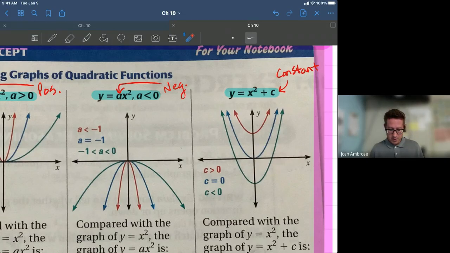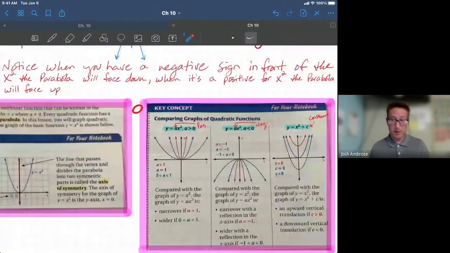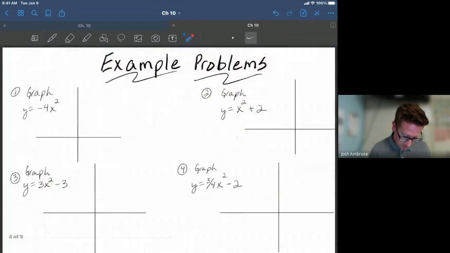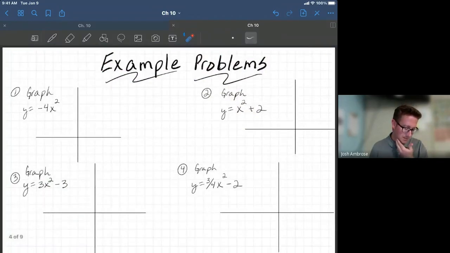Okay, so all the graphs should normally start right there at the origin, that's 0, 0. But if it says plus c, then it's going to take that starting point and move it up. If it says minus c, it's going to take that starting point and move it down. Remember, any of these parts on the videos, you could pause it, rewind it, and listen to that again. All right, let's do some example problems so you can see what these look like when you graph them.